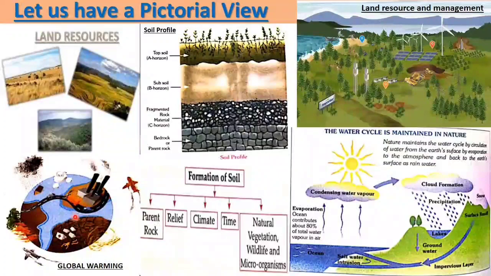Next is global warming: indiscriminate use of natural resources and cutting of trees has led to an increase in the earth's mean temperature, leading to global warming. The next picture we can see is the formation of soil. These are the factors responsible for the formation of soil: parent rock, relief, climate, time, natural vegetation, wildlife, and microorganisms. So children, I hope you have now understood very clearly, with the pictorial view, about the chapter.